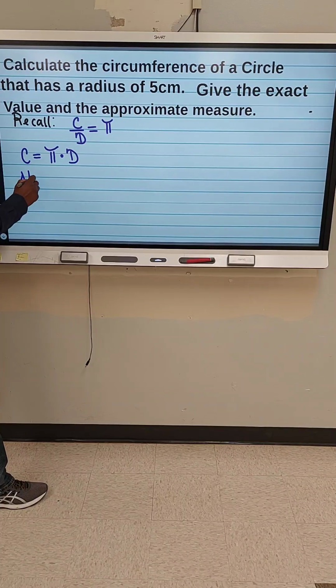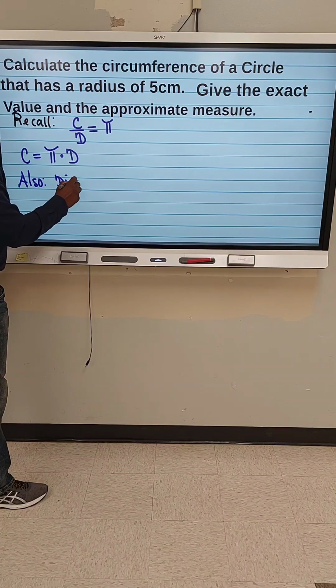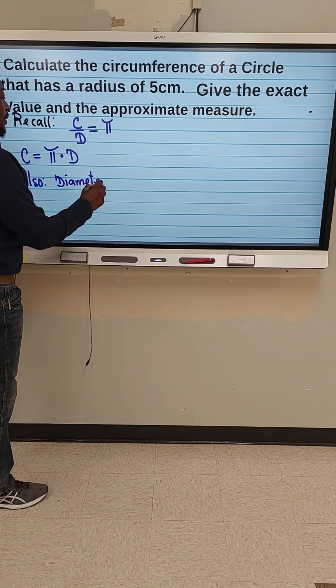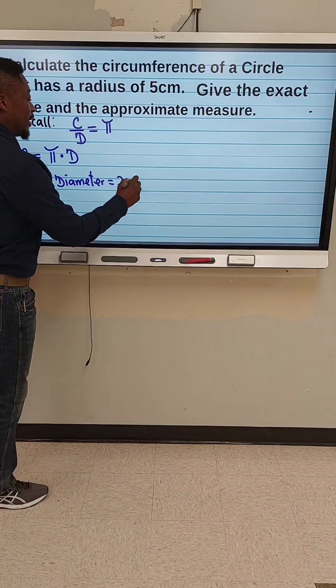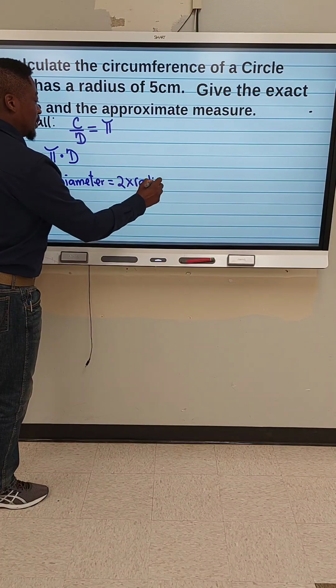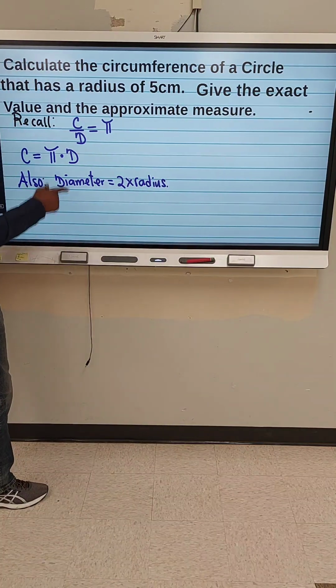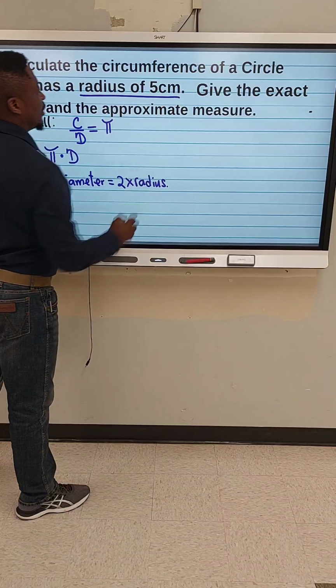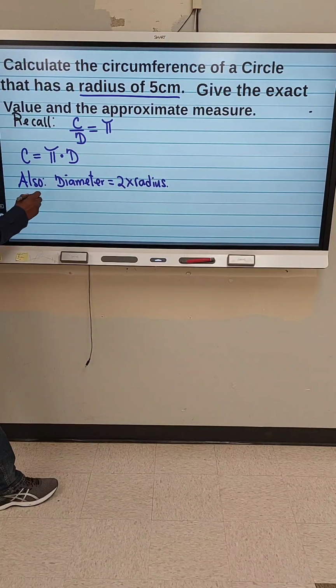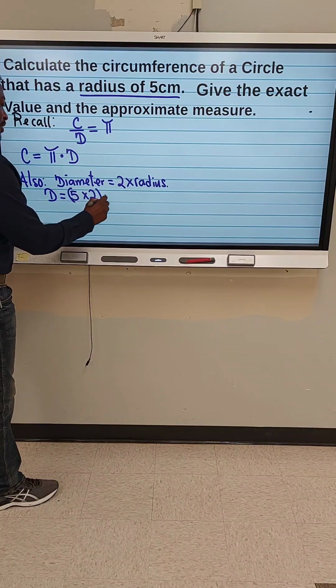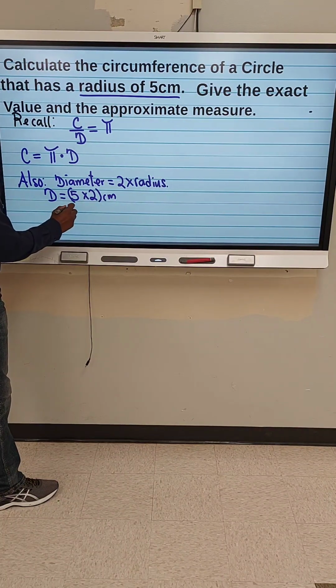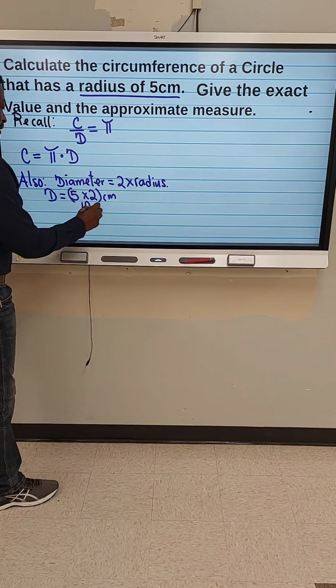Also, the diameter of a circle is 2 times the radius. So, in this case where we have a circle of radius 5 centimeters, the diameter of that circle is 5 times 2 centimeters. So the diameter is 10 centimeters.